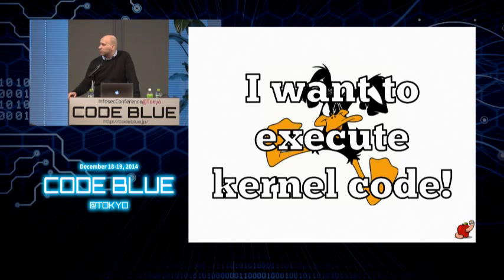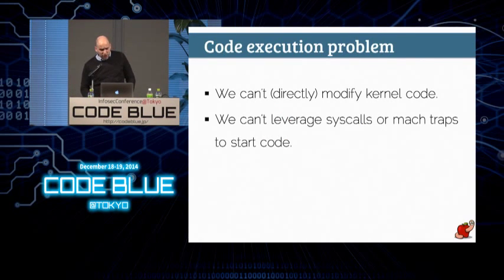So I want to execute kernel code. How to do it? As I told you, we cannot modify the kernel code. It would be easy if we could do it. We would just hook some function and call that function. Or we could use the syscalls, which would be the same thing. You just modify the pointer and direct it to your code, call the system call, and your code is executed.